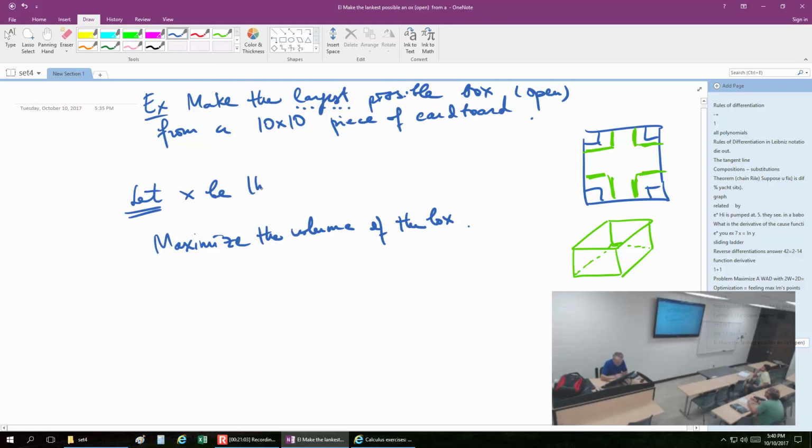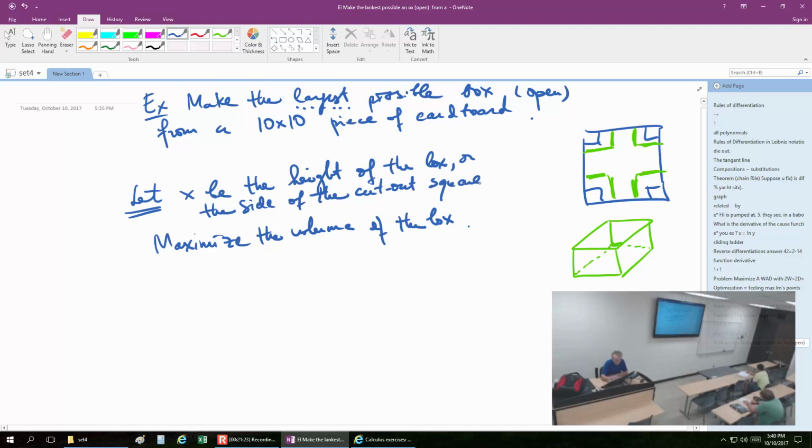So let x be the height of the box first, or which is the same thing, the side of the cutout square. Right, so this is x. Each of these is x. Right? Because all of these become vertical and they give you the height of the new box. Okay? So that's the setup.